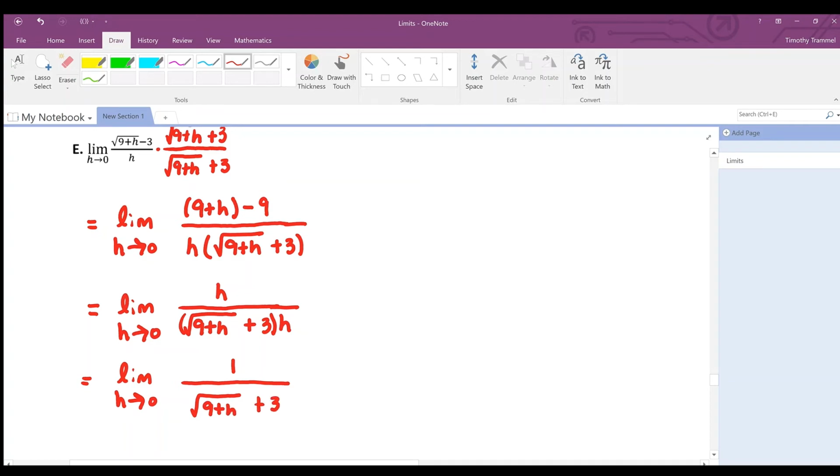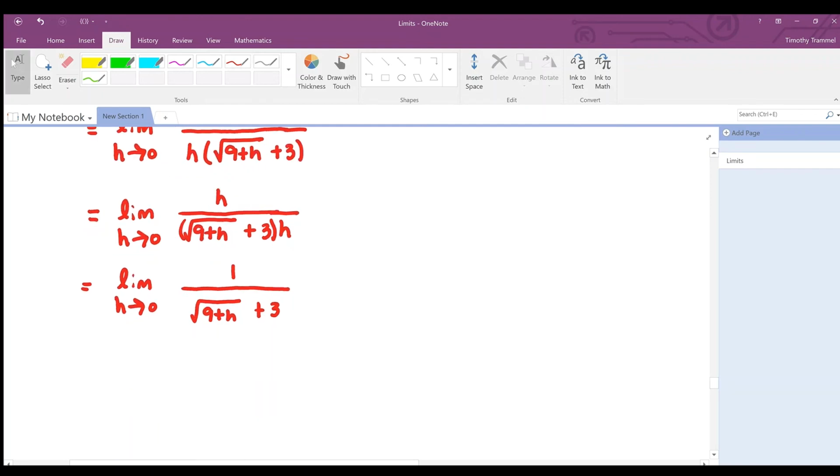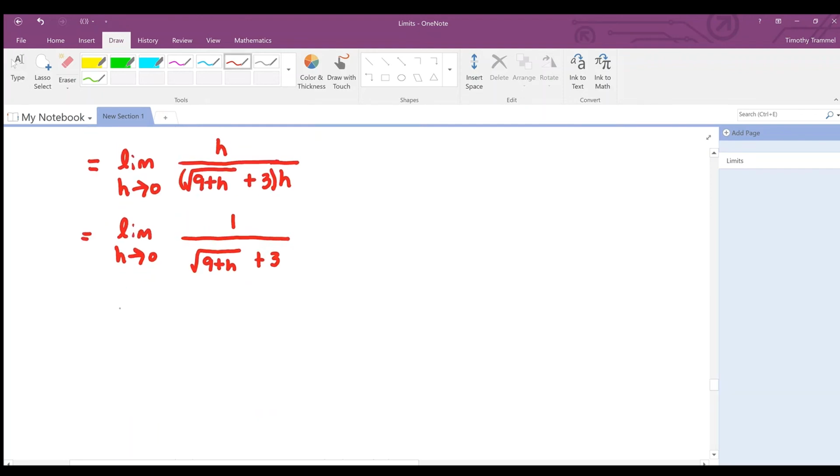And you can see now if I plug in h equals 0, we don't get 0 in the denominator. We can actually do direct substitution now, a lot like in the last example. All right. And as h goes to 0, this becomes 1 over the square root of 9 plus 3. So this is just 1/6.